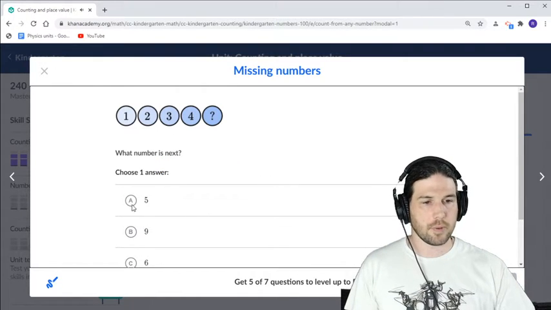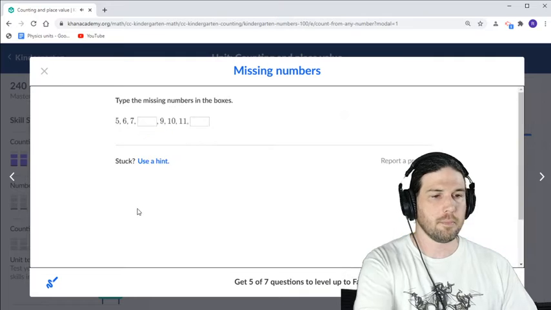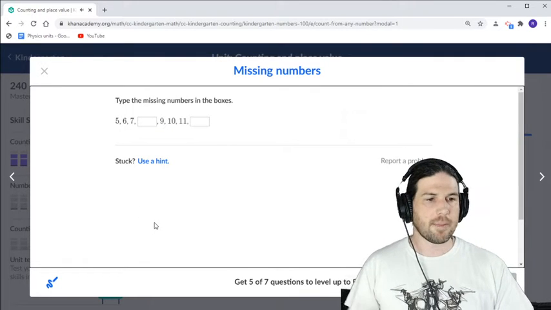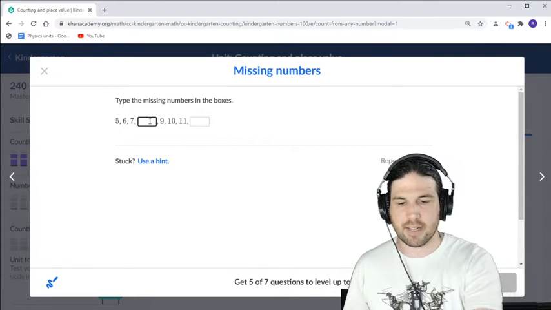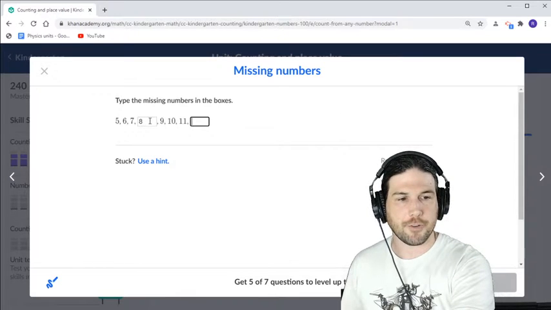Same deal. What number is next? It's clearly 5. Moving on. Type the missing numbers in the boxes. So between 7 and 9 is 8, and after 11 is 12.